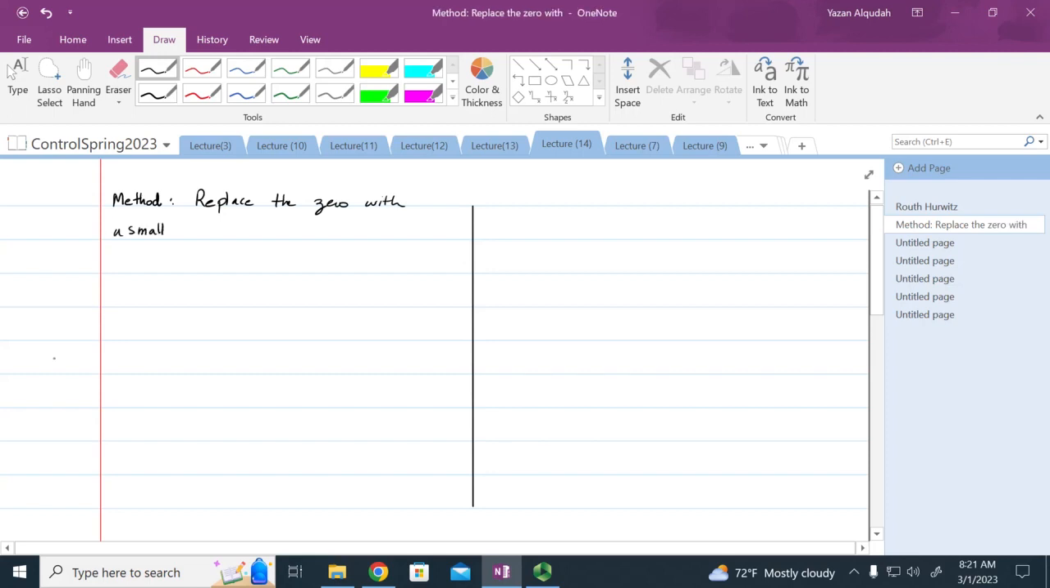What are we going to call this small number? We're going to call it epsilon. And then we're going to continue the calculation. And then we're going to see what happens when epsilon goes to 0. So let's look at the example we've done.